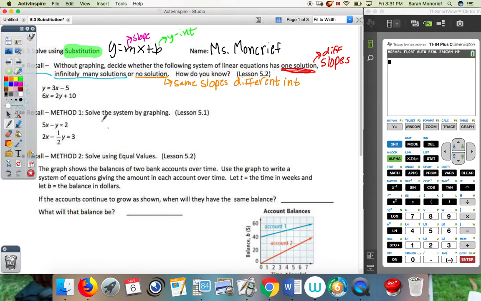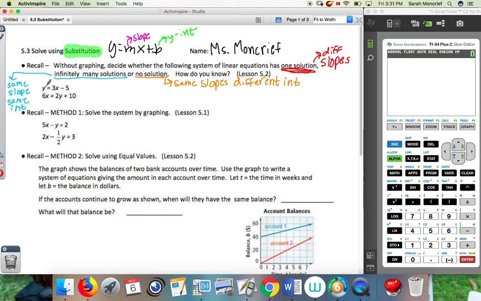Let's check our first equation. We have y is equal to 3x minus 5. We already know that that one is written in slope-intercept form, so there's nothing we have to change about that one. That one's great. Let's look at our second one. It is 6x is equal to 2y plus 10. That one's a little different, right? That one's not written in slope-intercept form, so we got to get it there. So let's rewrite it and get it in slope-intercept form.